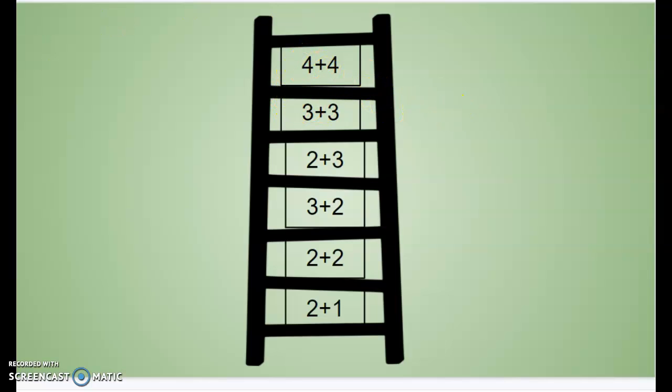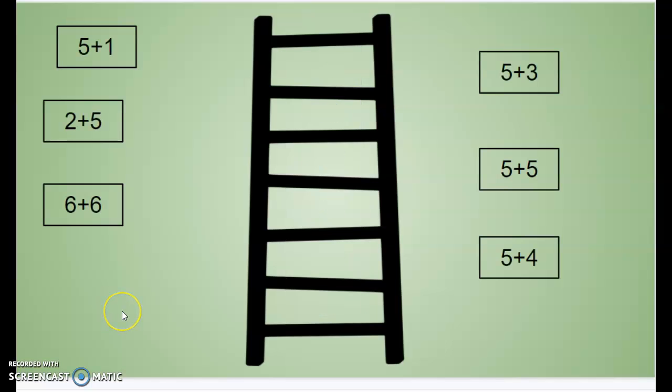Good job, guys. Now we're going to try one more time. Let's see. We can always start with our highest or our lowest. So I think I'm going to start with 5 plus 1 because that seems to be the easiest one for me. So I'm just going to put 5 plus 1. That's the first one in my related fact ladder. Now, which one can go after that?